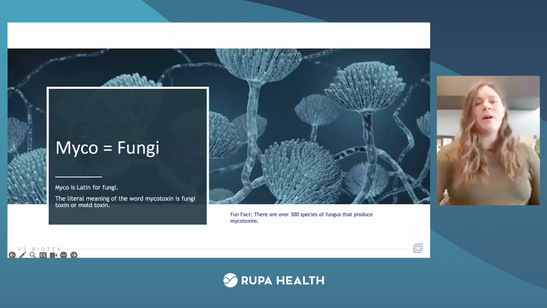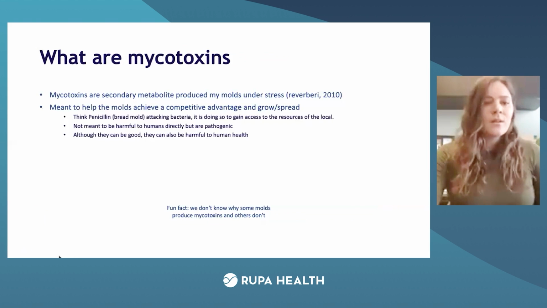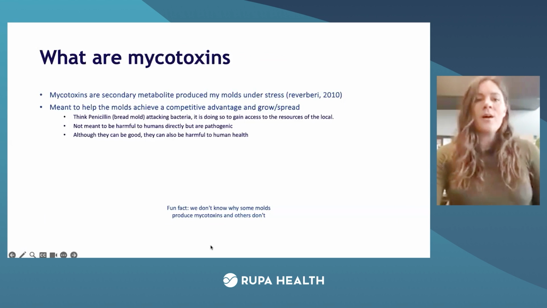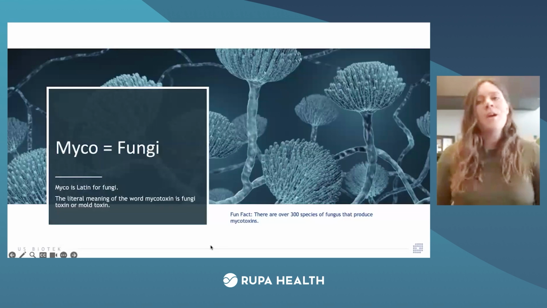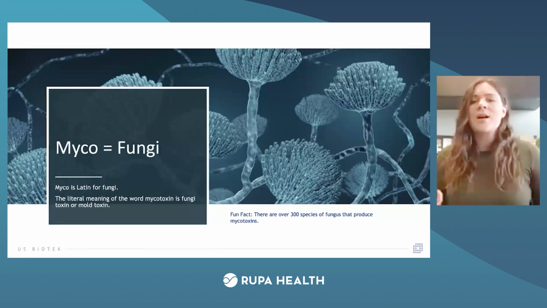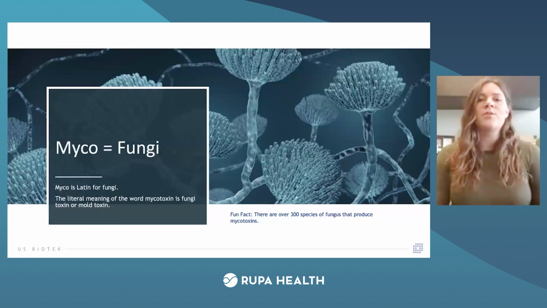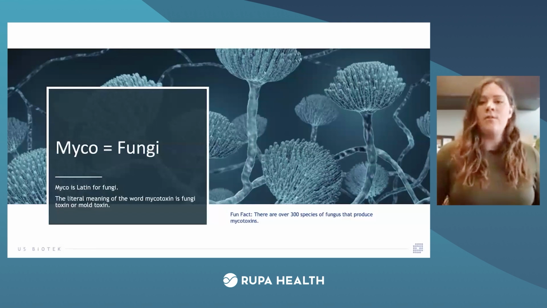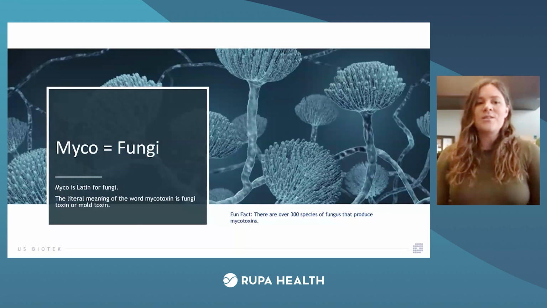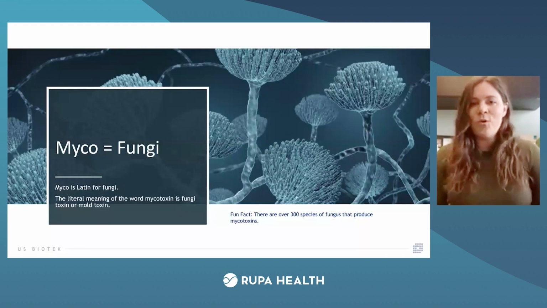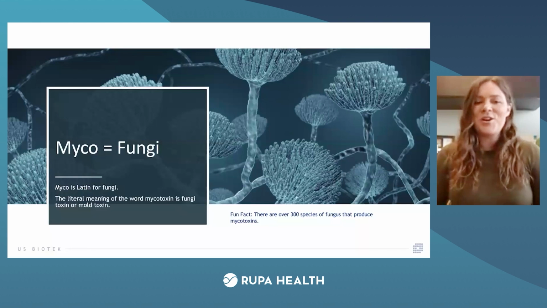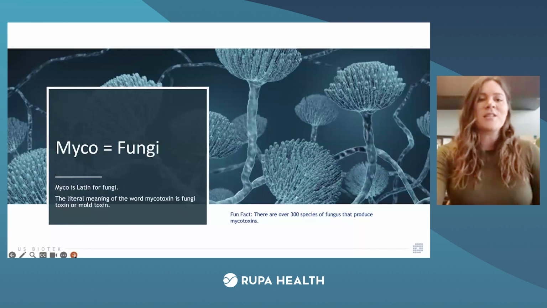So starting with mycotoxins, as you all probably know, myco means fungi. So we're thinking about mold. Throughout the presentation, I'm probably going to use mold and mycotoxin somewhat interchangeably. They're definitely not the same thing, of course, because mycotoxins are something that molds produce. There's over 300 species of fungus that produce mycotoxins, and there's a lot out there. But again, I always say mold because it's way easier to say. It's a way catchier term. That's what patients hone in on.